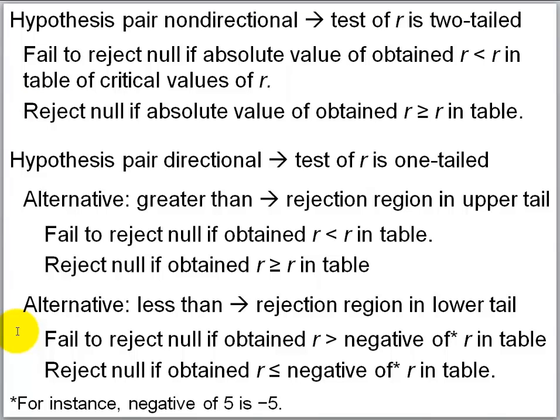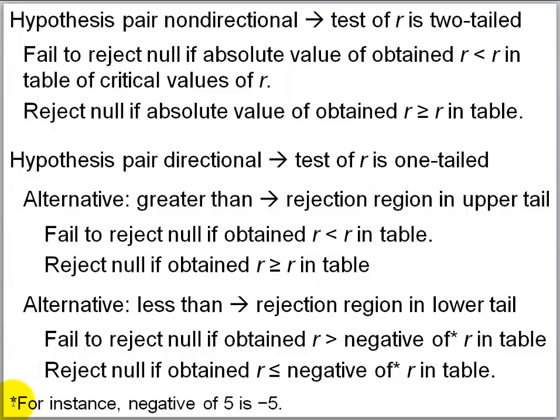Let's go ahead and read the hypothesis pair when the alternative states less than. This is one of the examples of a directional pair, obviously. When the alternative states less than, you would fail to reject the null if the obtained r exceeded the negative of the r in the table of values, and you would reject the null if the obtained r was less than or equal to the negative of the r in the table of values.